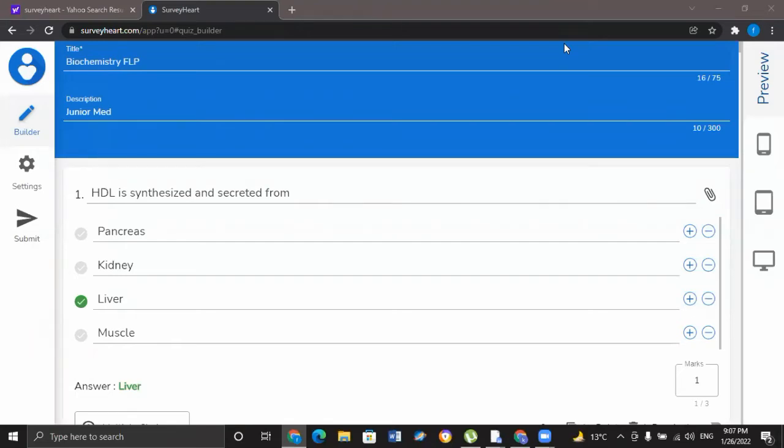Okay, ji. So the first MCQ displayed on the screen is: HDL is synthesized in secreted form. Which organ is actually responsible for the synthesis of HDL? That is high density lipoprotein. It is stated that HDL is synthesized in the liver and then secreted from the liver into the blood. It is the major lipoprotein responsible for the capture of LDL and its transport to the liver. So the correct option for MCQ number 1 is liver, C.